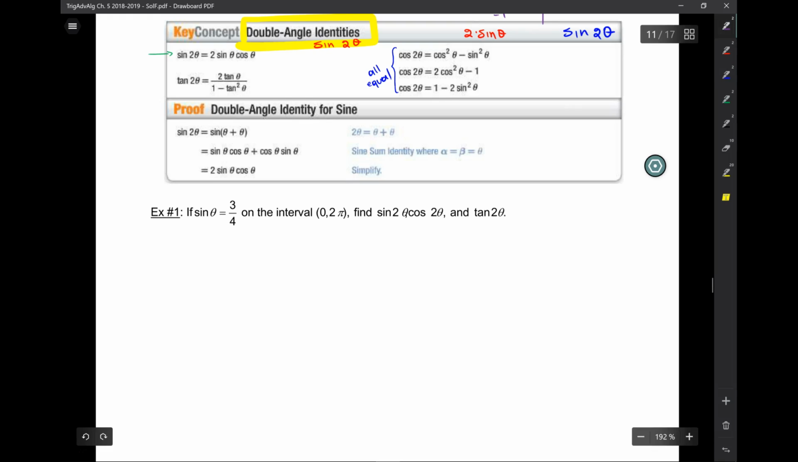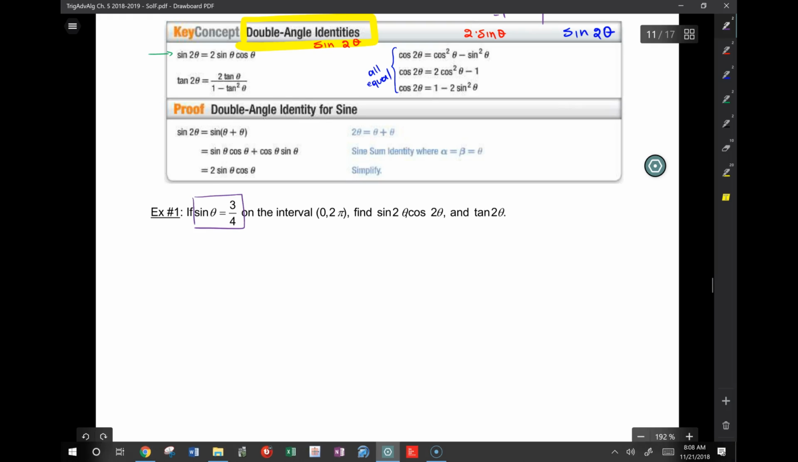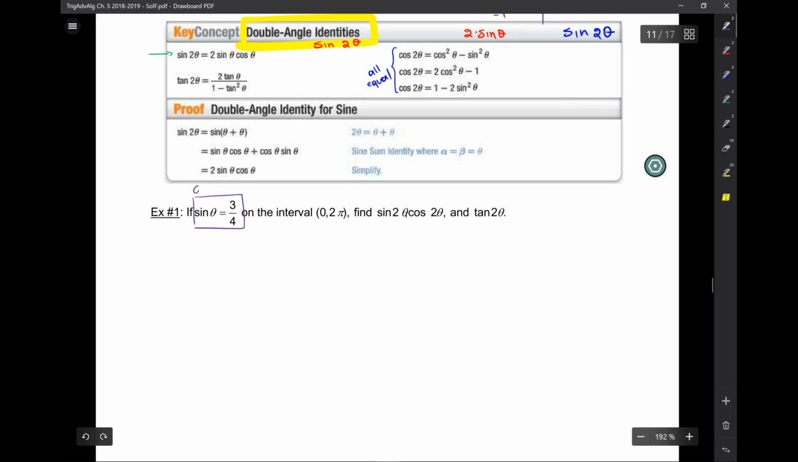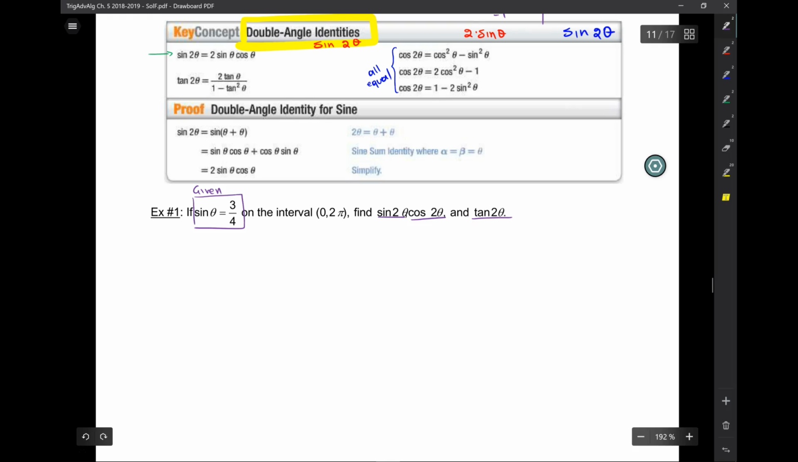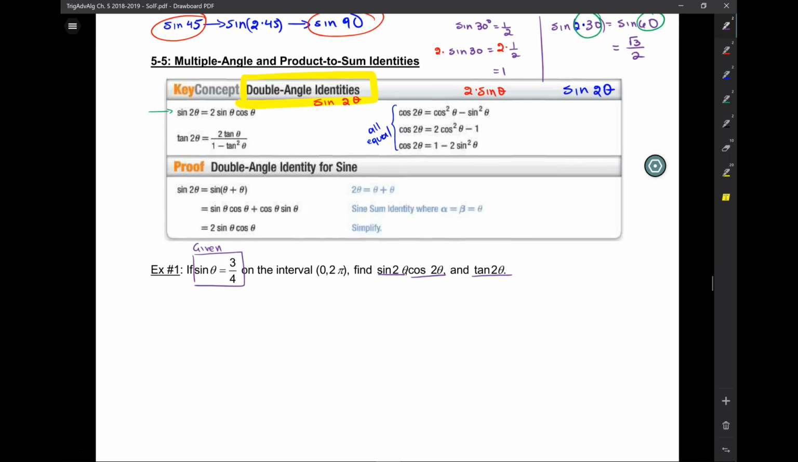Let's see what you have here. You have sine of theta is 3 over 4. This is what you're given. On the interval 0 to pi, you need to find sine of 2 theta, cosine of 2 theta, and tangent of 2 theta. Let's start with the first one. For sine of 2 theta, what do I need? Sine of theta and cosine of theta. Any way I can find cosine of theta? I have sine, I need cosine. How would I find it?